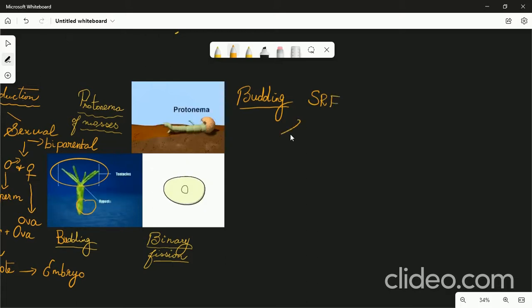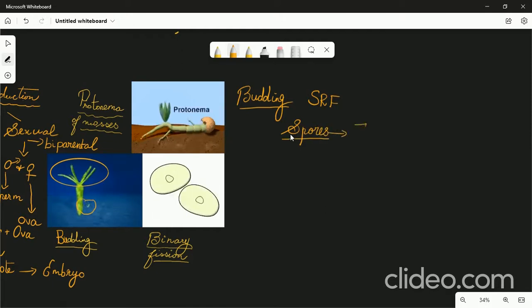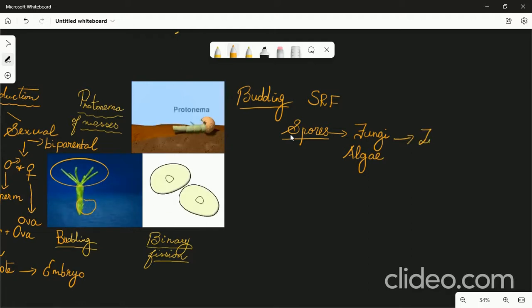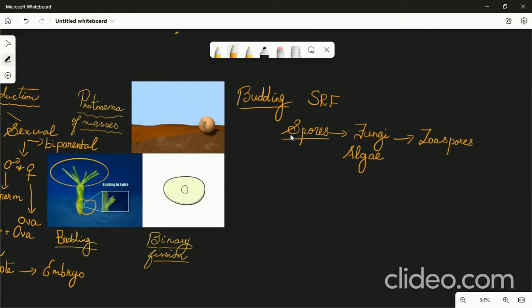And what about the SRF? The S stands for spores formation. Spores formation is observed in fungi and algae. Here mostly the spores formed are called zoospores. But other than zoospores, there are other kinds of spores also, like conidia. There are many types of spore formation, but here the most common one is zoospores. In algae also we can observe the formation of zoospores.